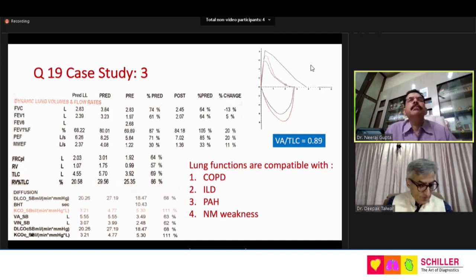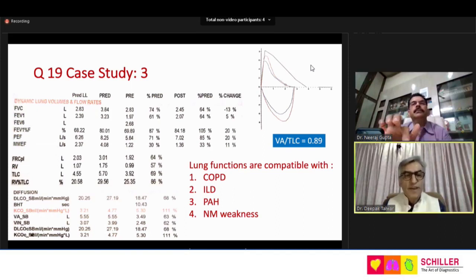So FVC is 74%, FEV1 61%, with an FEV1/FVC ratio of 87%. So what do you think? Is it obstruction, restriction, or normal? Then have a look at residual volume, RV, it is 57%. Then have a look at diffusion capacity, that is 68%. KCO is 111%. Single breath alveolar volume is 63%.